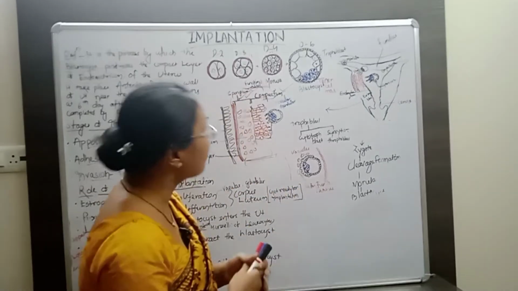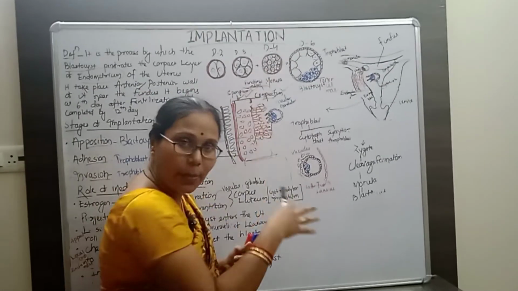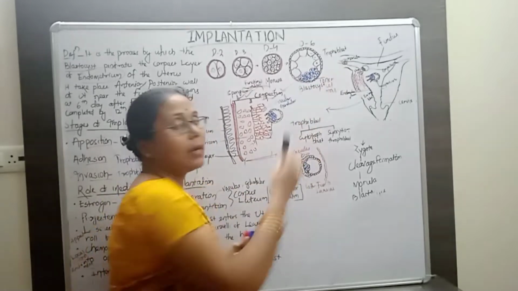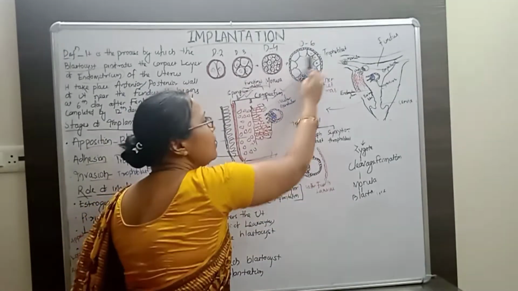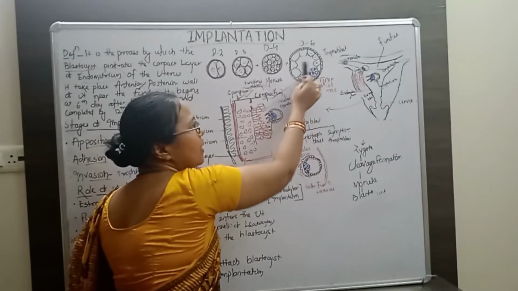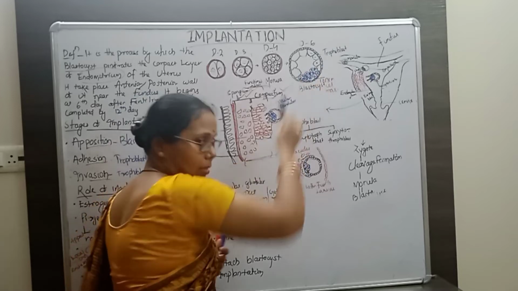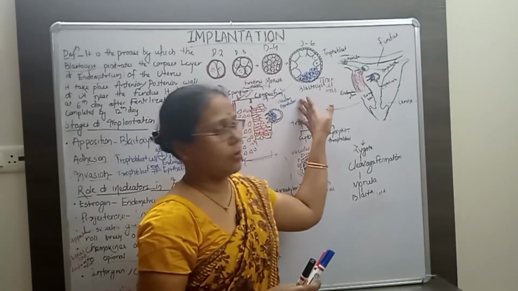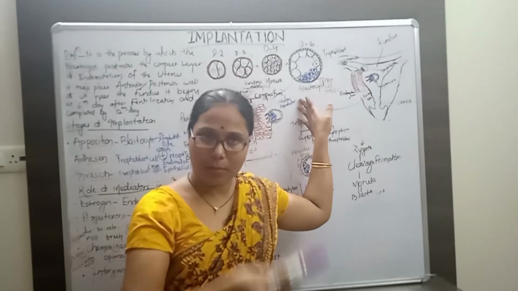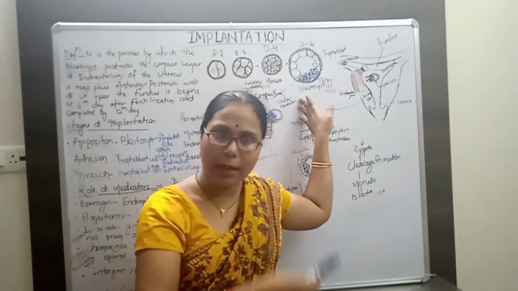In the blastocyst, the zona pellucida has disappeared and the outer layer is formed, which is called the trophoblast, and the inner cell mass that I have given in blue color. This blastocyst plays the active role in the implantation process.